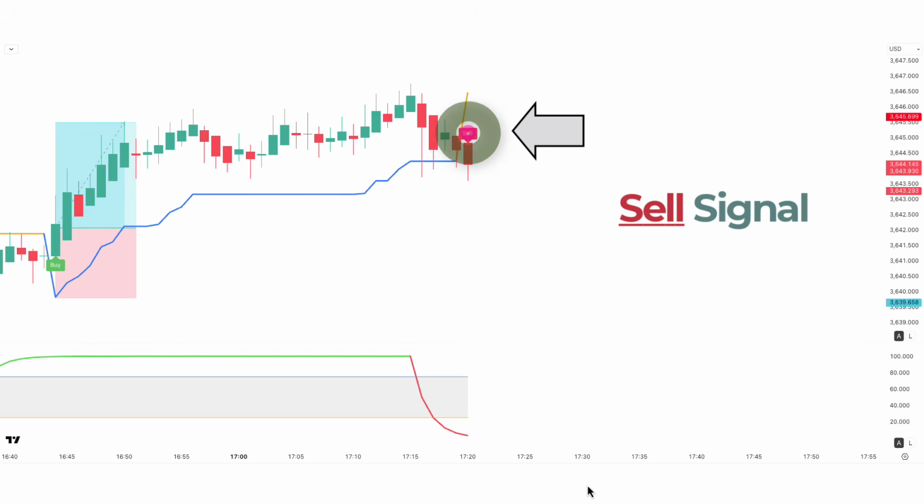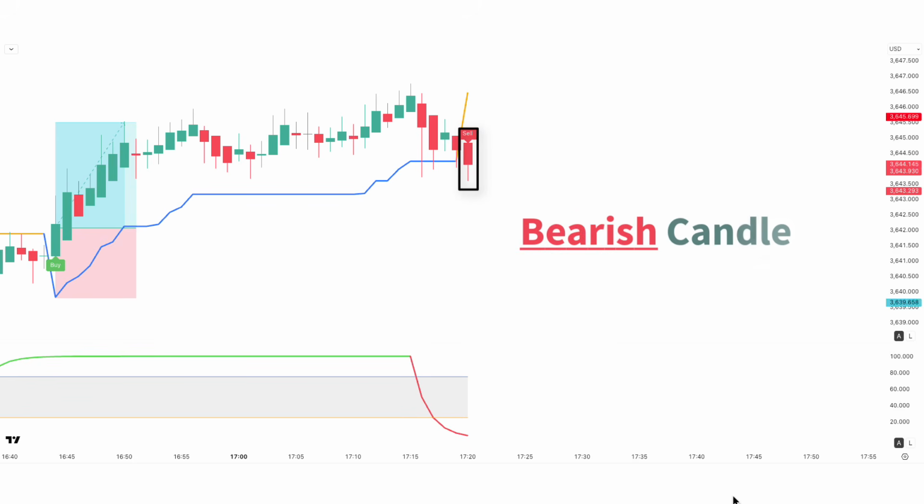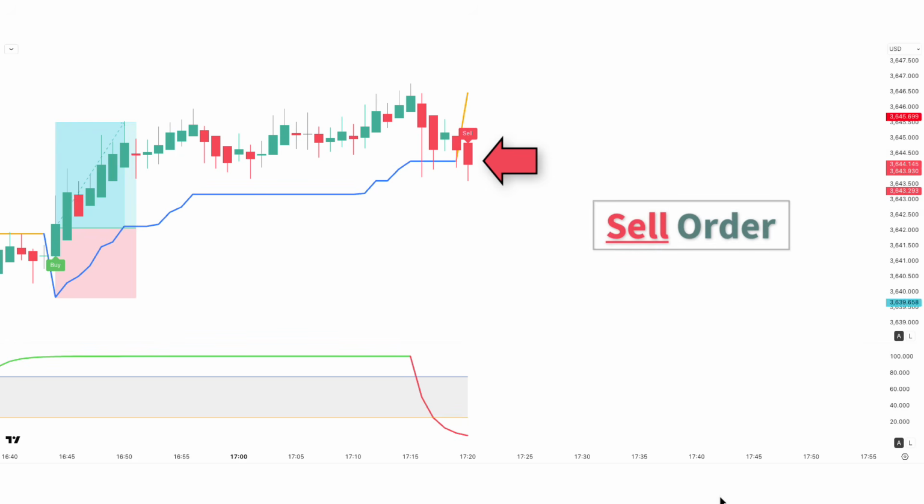Here, the IDX 5 up arrow of this indicator is a sell signal. Here, the red line of the STC indicator is below the black straight line. Here, the market has made a bearish candle to give confirmation. So all our conditions are being fulfilled, so we are placing an order to sell.